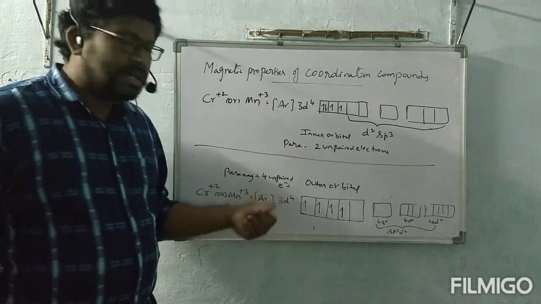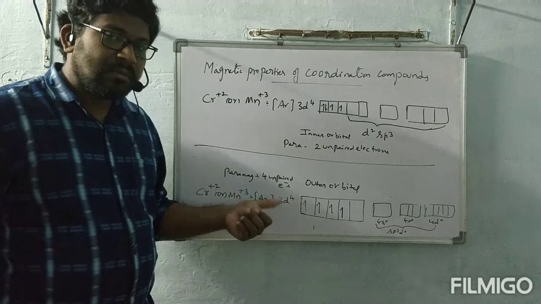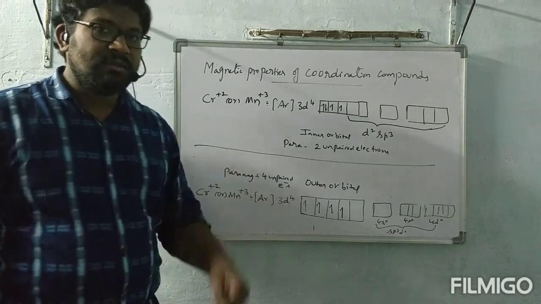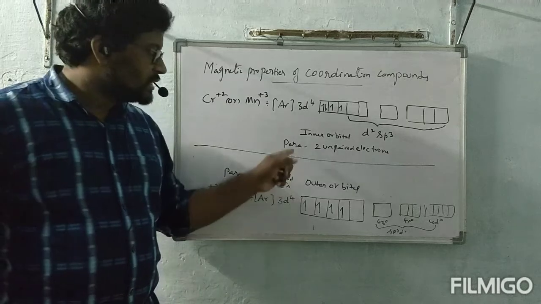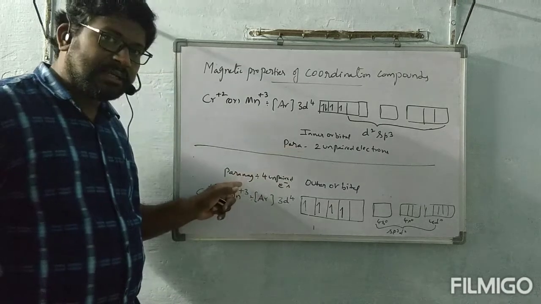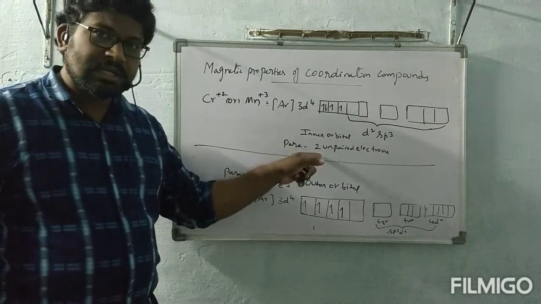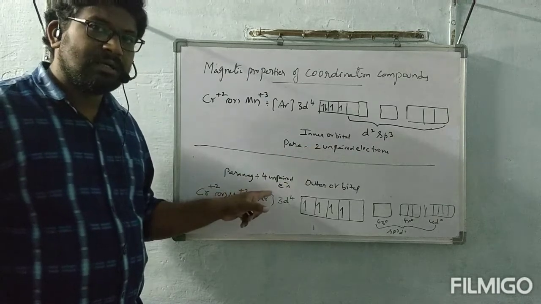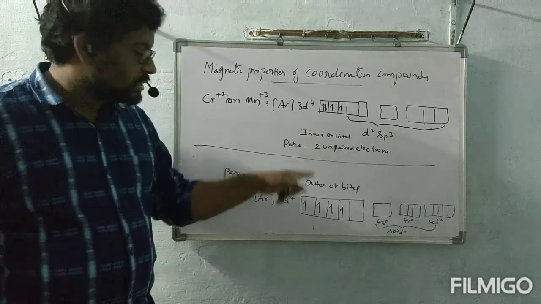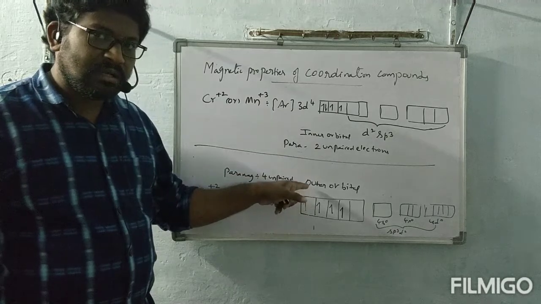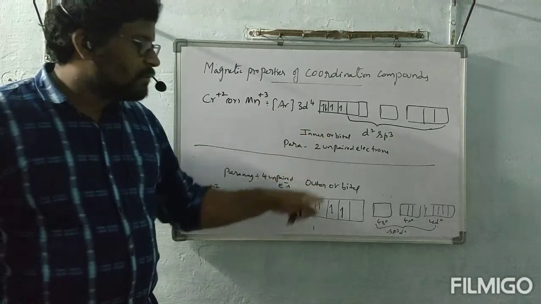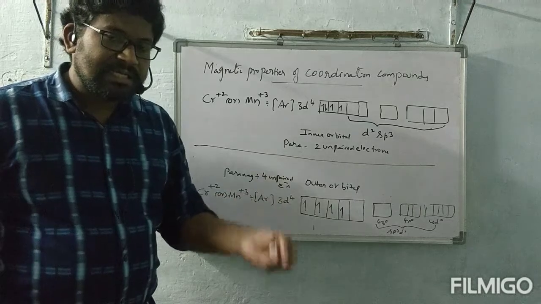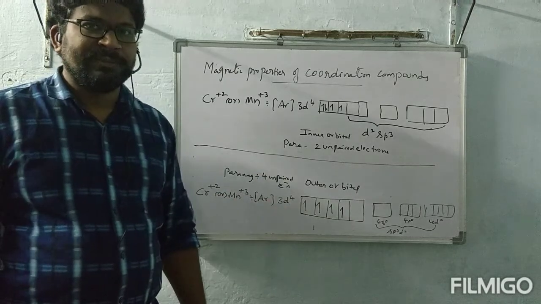Both are paramagnetic only, but the difference is that the magnetic moment values will be different. This is paramagnetic, this is also paramagnetic. But how many unpaired electrons are there? Here 2 unpaired electrons are there, here we have 4 unpaired electrons. This is an inner orbital complex, this is an outer orbital complex. This is the problem we are facing with 3d4, 3d5, 3d6 configurations.